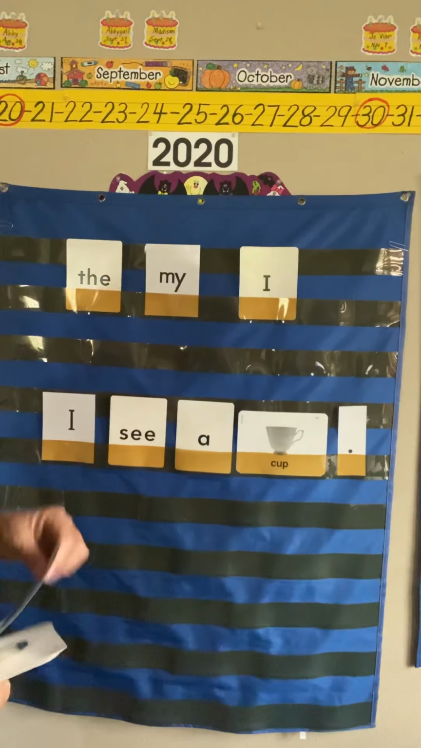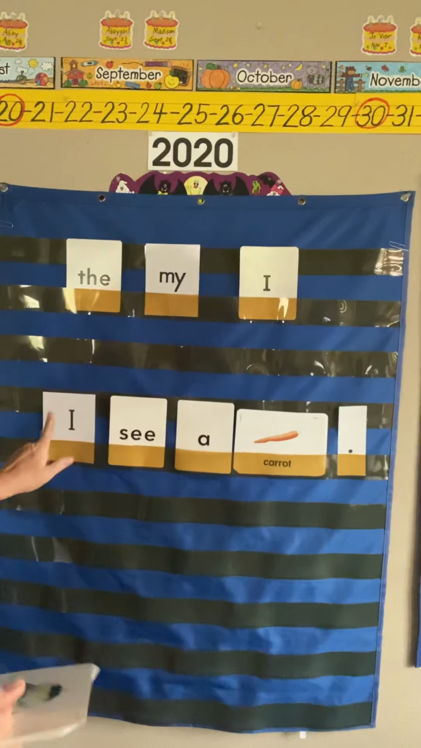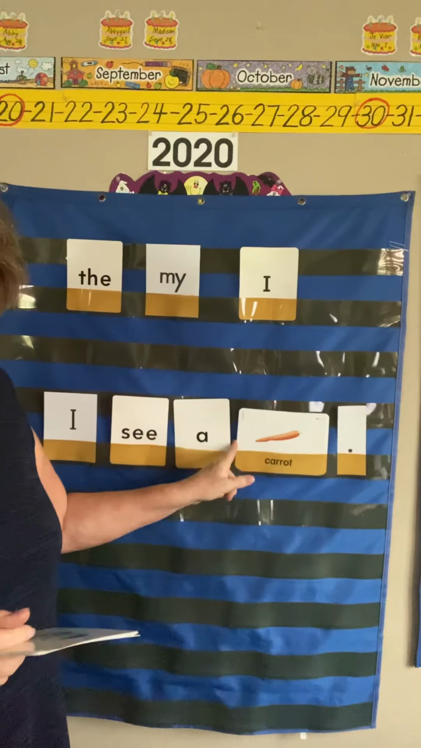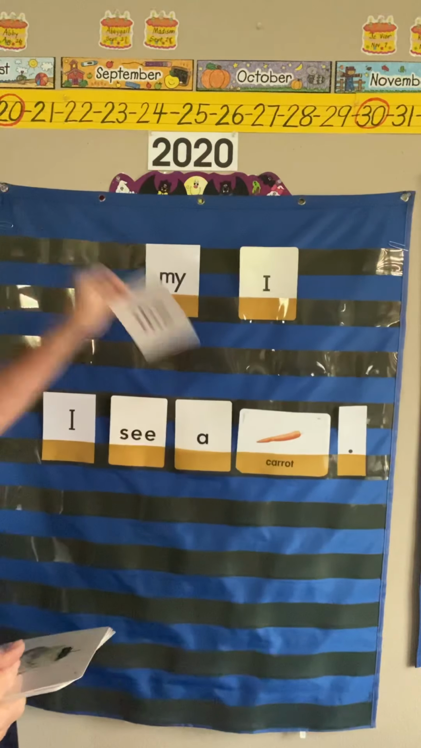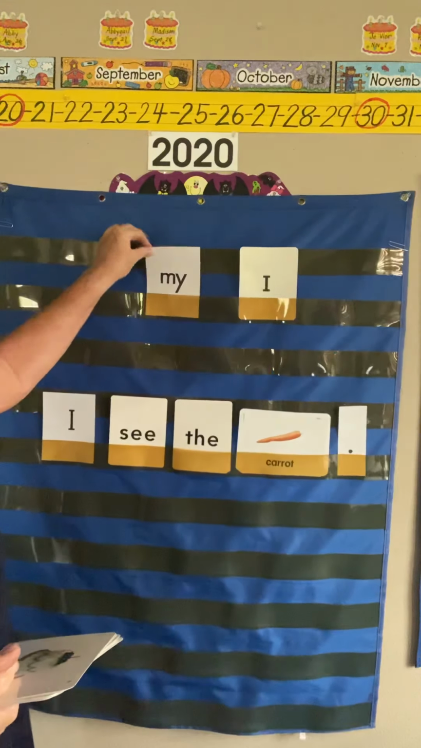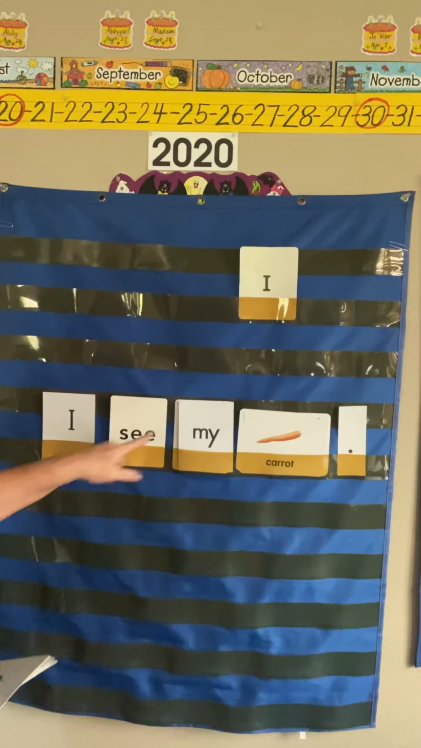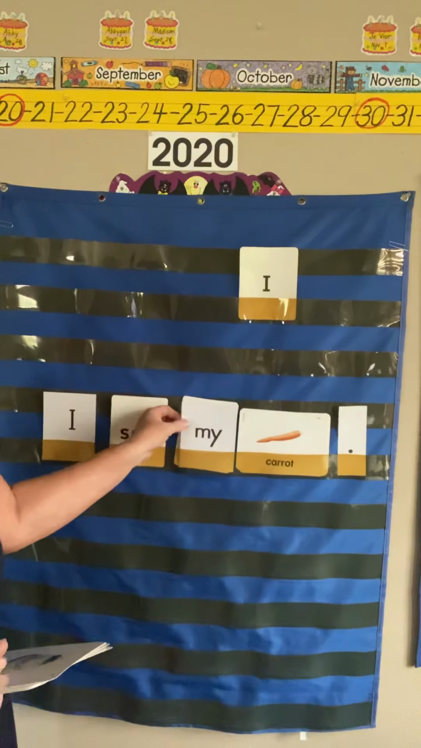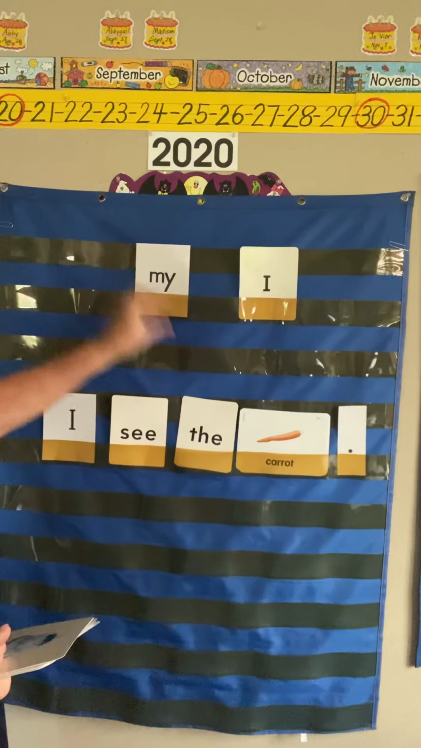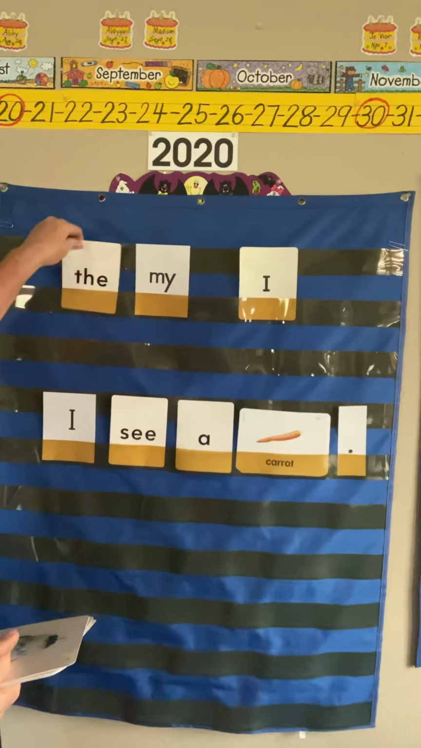Okay, it goes back. All right, I have a whole bunch of cards here, but we're not going to use all of them. How about this one? I see a carrot. Does it make sense to say I see the carrot? Yes, it does. What if it belongs to you and you're about ready to eat it? Then you might say, I see my carrot. Okay, and we're making a lot of sentences here, aren't we?